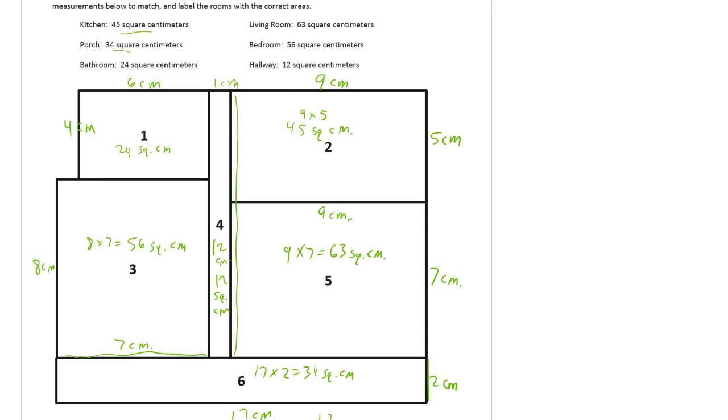The kitchen is 45, so that's number 2. This is the kitchen. The porch is 34, which is rectangle 6. This is the porch. The bathroom is 24 square centimeters, so that's rectangle 1. The living room is 63 square centimeters, so that's rectangle 5.